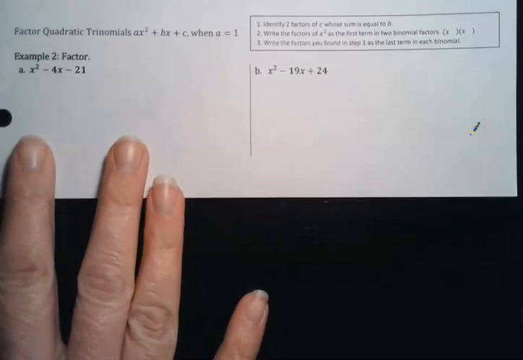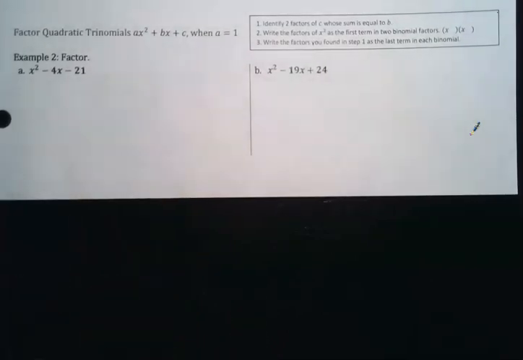Next up, we're going to factor quadratic trinomials, ax squared plus bx plus c, when a is equal to 1. This is actually so much easier. You get to skip a step. Notice we don't have a value, there's no number in front of our x squared. So you remember that step where we had to find AC? We don't have to do that because there's no A.